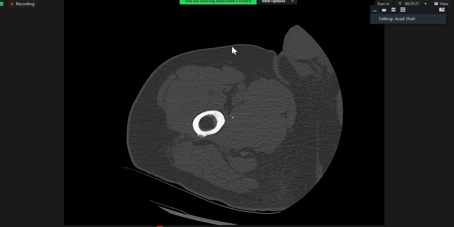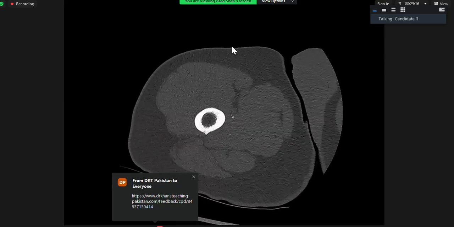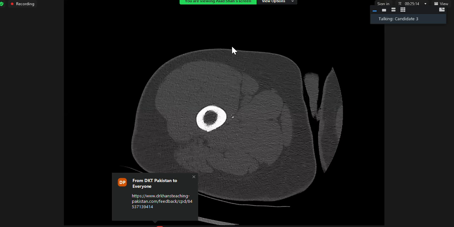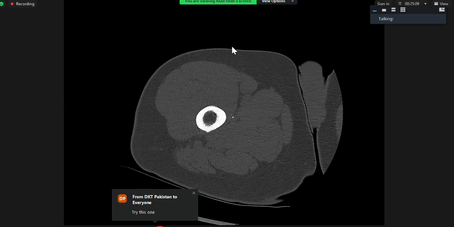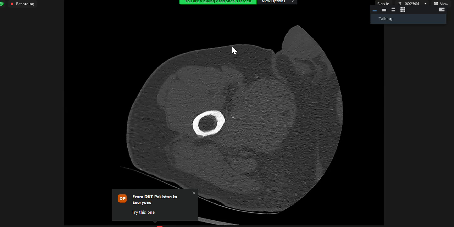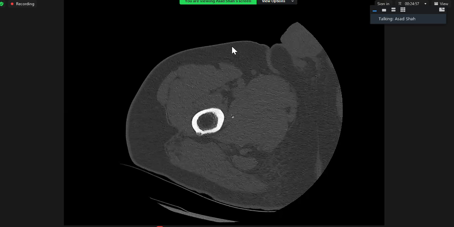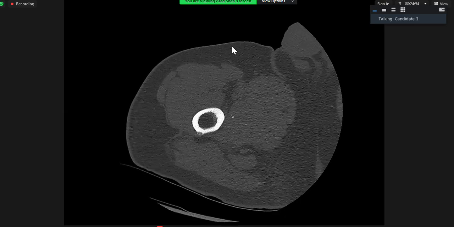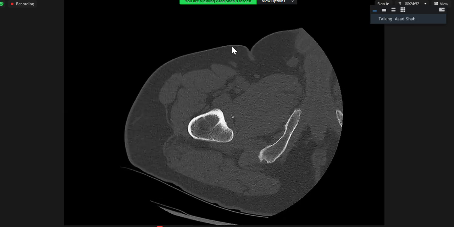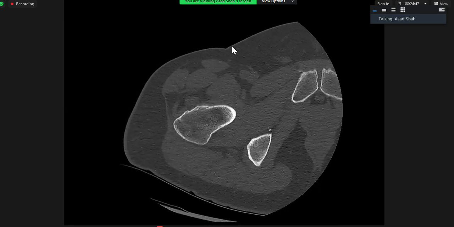Can you scroll or should I? Yes, I am scrolling. Am I going up or down? Go the other way, please. Okay. Well, you have to probably scroll. Let me scroll it for you because the images are more. All right, so that's the lesser trochanter. Let's get to our area of interest. So, femoral neck.